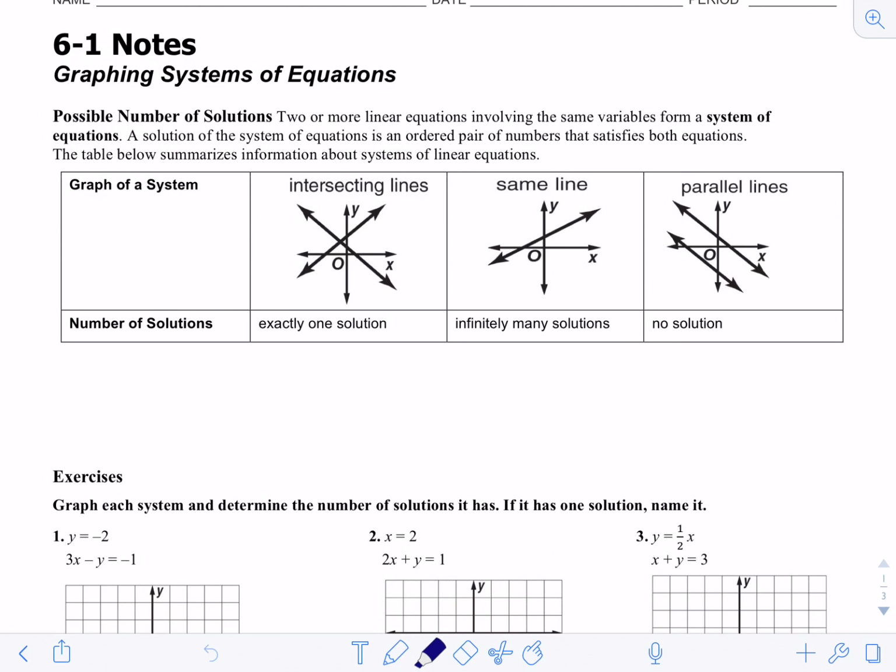One is this first one right here, this first little box. All this is saying is that when you have two lines, if they intersect, you will have an answer, and it'll be right here where those two lines intersect. So you have exactly one solution.